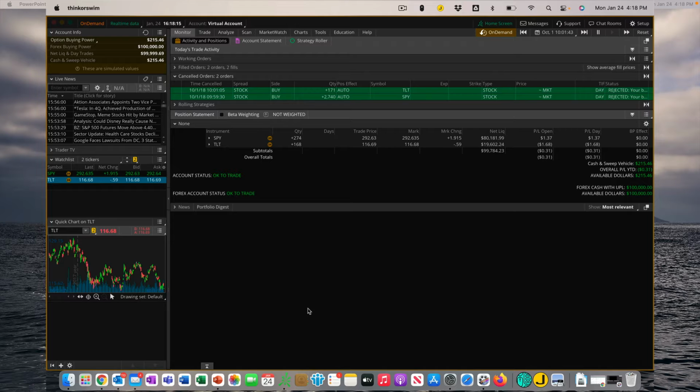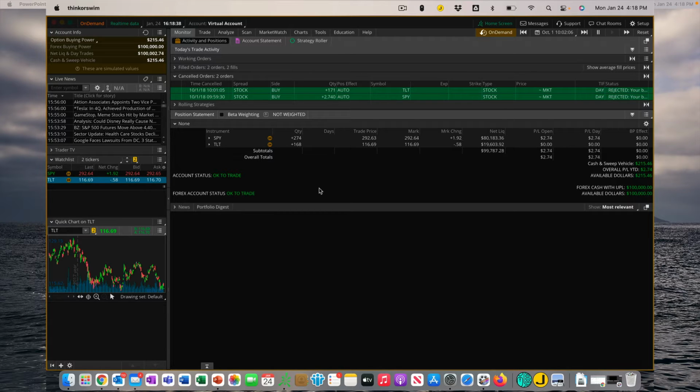Okay, so I have two positions in this account. I've got SPY and I've got TLT. Now I've got 274 shares of SPY worth 80,188. I've got 168 shares of TLT worth 19,608. So there's my balance, 99,790.